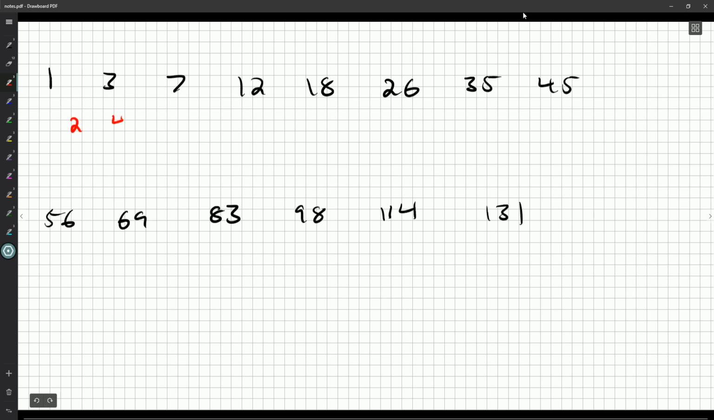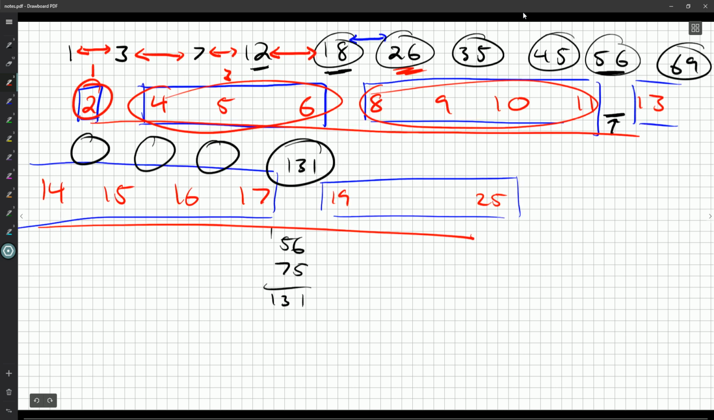So there's 2, there's 4 through 6, and so that's one number, that's 3 numbers. There's going to be 4 numbers in between 7 and 12. There's 5 numbers there. These are the numbers 8 through 11 that we already worked with, 13 through 17, 19 through 25. Now, if you look at both sequences together, they are running through the same sets of numbers. So we might be able to use that to our advantage.